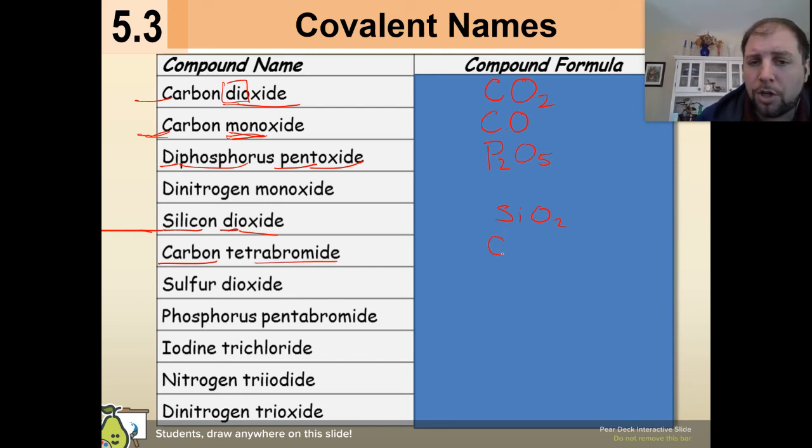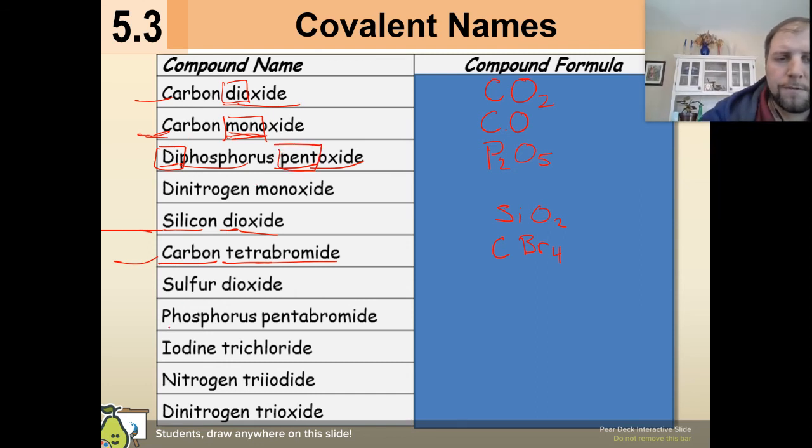Let's try carbon tetrabromide. So this carbon is C, bromide is bromine, Br. So carbon tetrabromide. There's nothing in front of carbon, so there's only 1 carbon. Let me bring it in a little closer here. Tetra in front of bromide, so that's going to be 4 bromines. So CBr4. Okay, there you go. You keep doing this, all right?